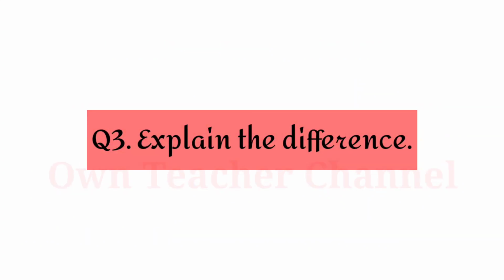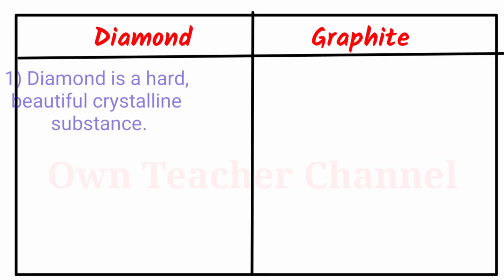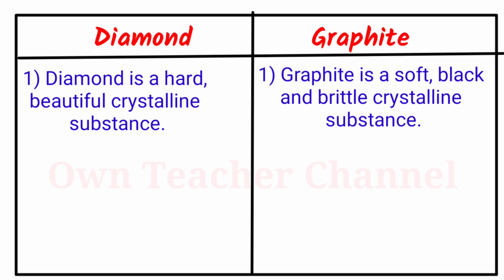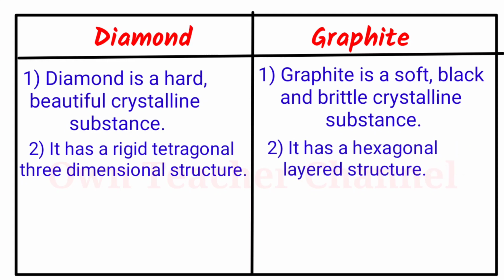Question 3. Explain the difference. Diamond and graphite. Diamond is a hard, beautiful, crystalline substance. Graphite is a soft, black and brittle crystalline substance. Diamond has a rigid, tetrahedral, three-dimensional structure. Graphite has a hexagonal, layered structure.